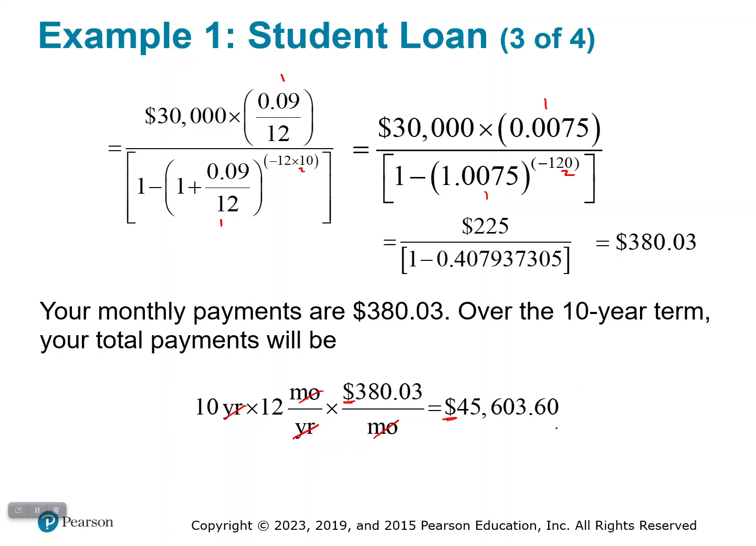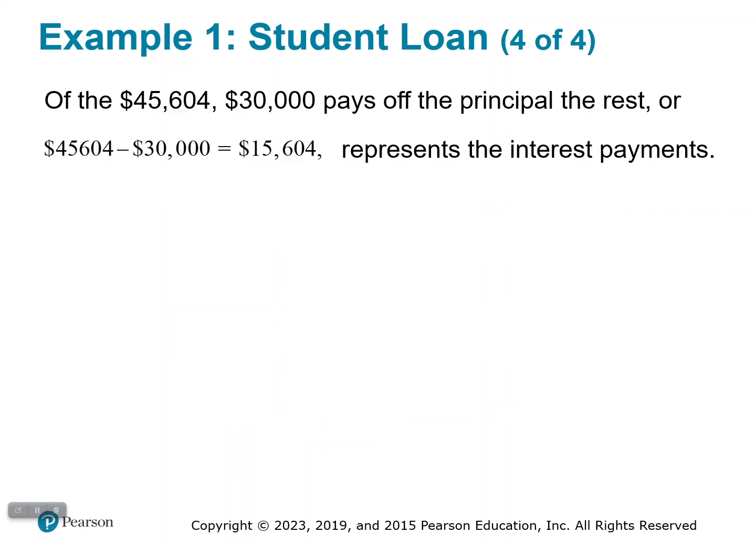$45,603.60. Always round to 2 decimal places for money unless it tells you different, especially if we're using the US dollar. Common sense isn't so common, but common sense tells us use cents. CENTS, right? 2 decimal places.